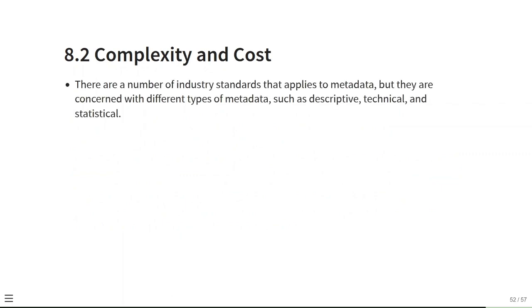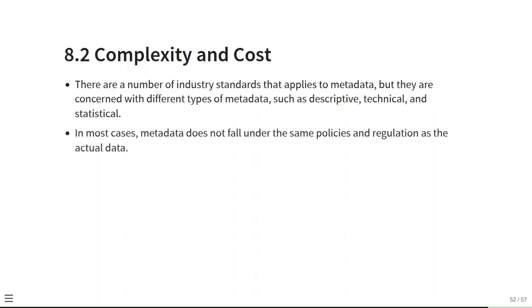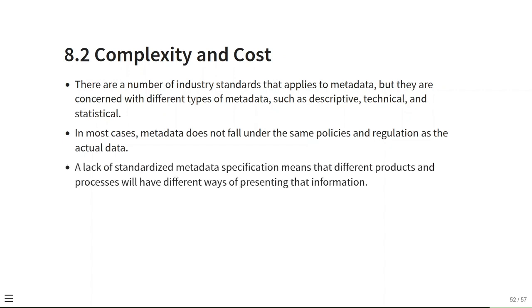Complexity and cost. There are a number of industry standards that apply to metadata, but they are concerned with different types of metadata such as descriptive, technical, and statistical. In most cases, metadata does not fall under the same policies and regulations as the actual data, and a lack of standardized metadata specification means that different products and processes will have different ways of presenting that information.